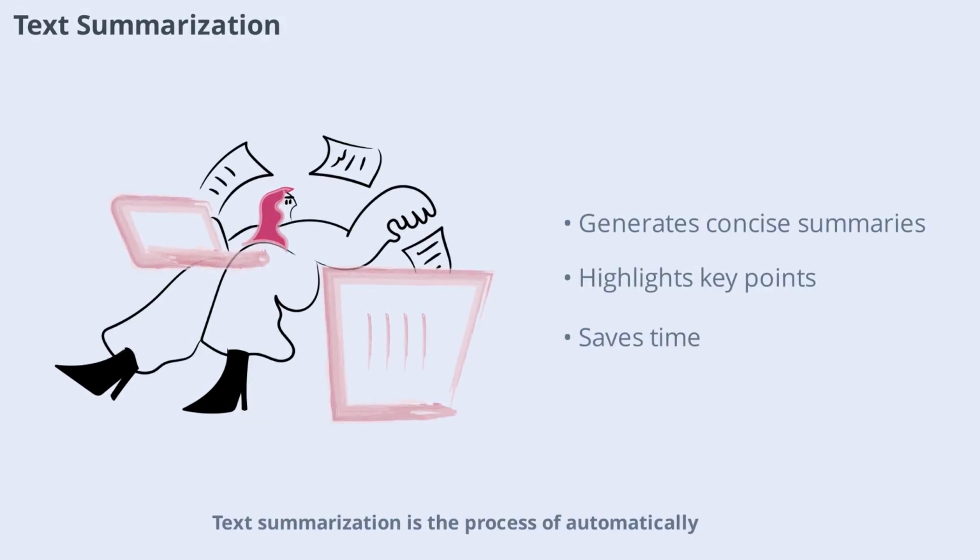Text summarization is the process of automatically generating a concise summary of a longer document. NLP models identify the most important points and present them in a clear, brief format. This is especially useful for quickly understanding news articles, research papers, or lengthy reports. Summarization saves time and helps users focus on the key information they need.